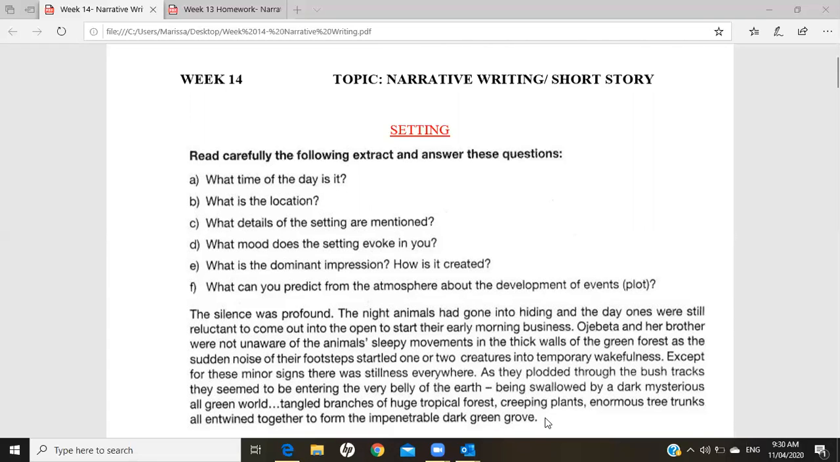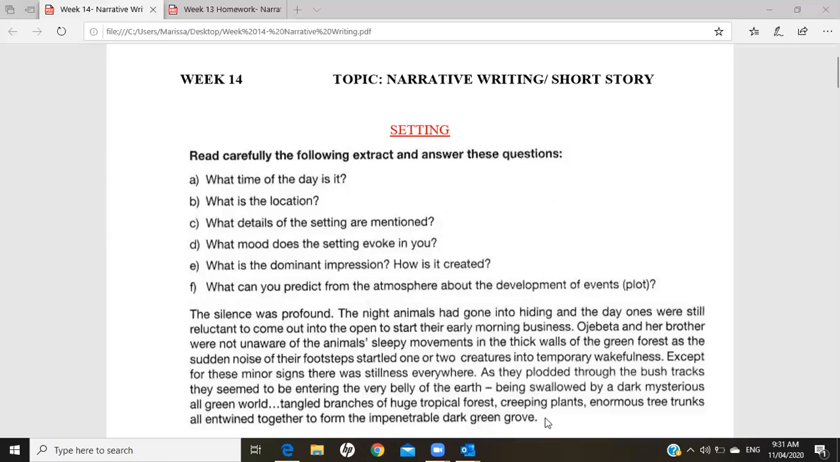So right now we know the atmosphere is one of fear and they just entered the forest. So what would you write next in your story? And how would your story end? What would happen in your story? Let's hear Joshua. Joshua, if they gave you this first paragraph and you had to continue writing the story, what would happen to Ojabet and her brother? And how would the story end?